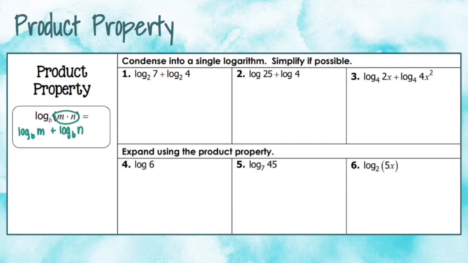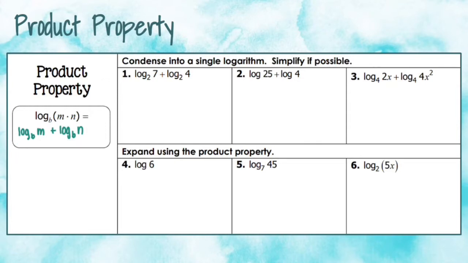So I want us to do number 1 together. This is just going to equal, we have log base 2 of 7 plus log base 2 of 4, and this asks us to condense into a single logarithm. So I hope it makes sense to you that going from this shorter version to the longer version would be expanding, and then the other direction from long to short would be condensing. And that's what we're going to do here.